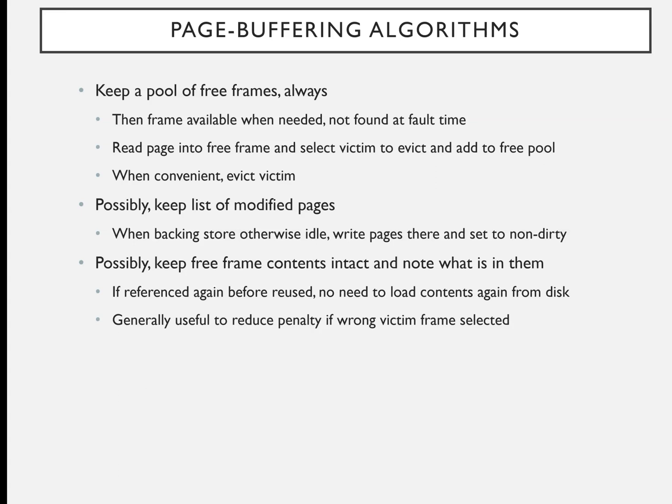Much faster that way. We could even keep a list of modified pages. When the backing store is otherwise idle, write pages there and set to non-dirty. Possibly keep free frames, contents intact, and note what's in them. And if it's referenced again before it's reused, no need to load the contents again from disk. This can generally be used to reduce the penalty if the wrong frames are selected.